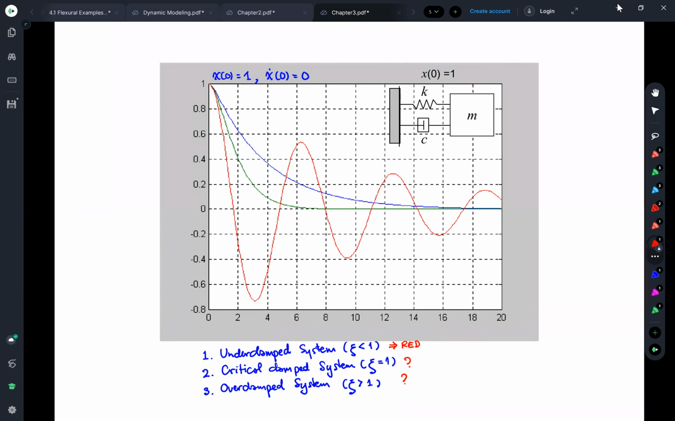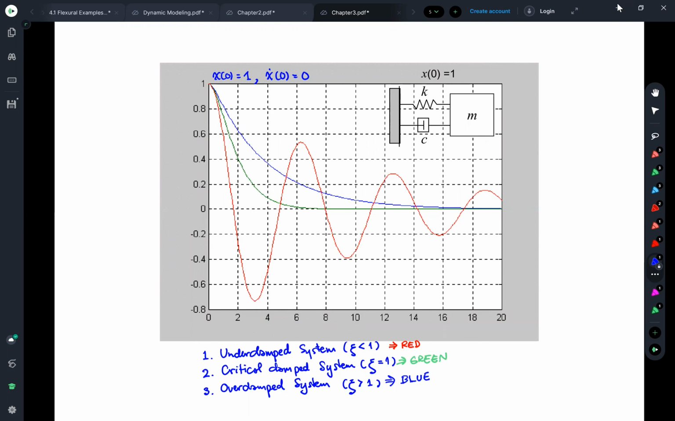Therefore, your feeling is good. I would say that the critical dam system is green. The critical dam system is green. And the overdam system is blue. Okay? Only one or two of you said the critical dam is blue and the overdam is green. I noticed some of the feeling like this from my previous students.